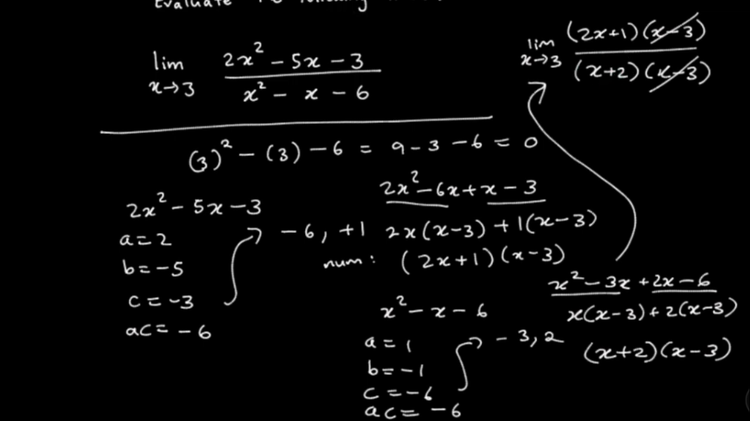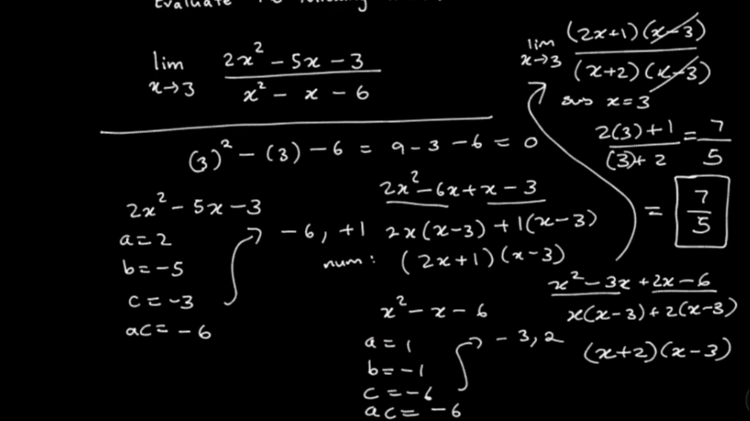So now you can actually substitute and let x equal 3, so you get 2 times 3 plus 1 over 3 plus 2, and that's going to give us 6 plus 1, which is 7, over 3 plus 2, which is 5. So our answer here, when the limit as x approaches 3 for this rational expression, or this function if you want to consider it that way, is 7 over 5.